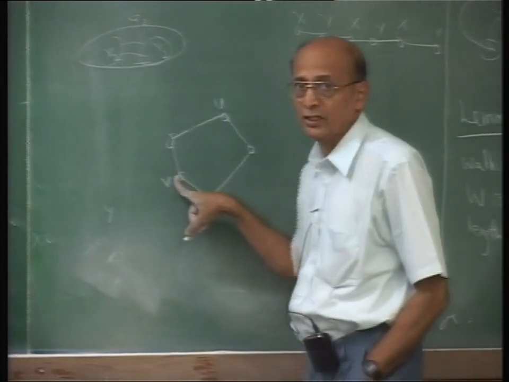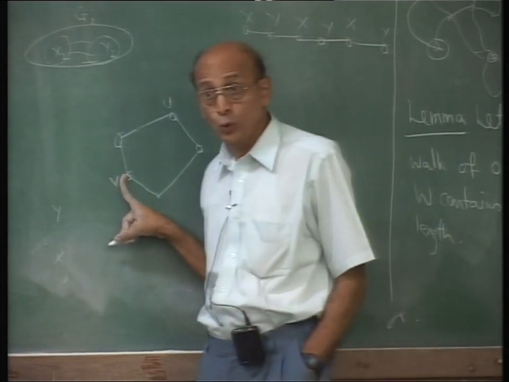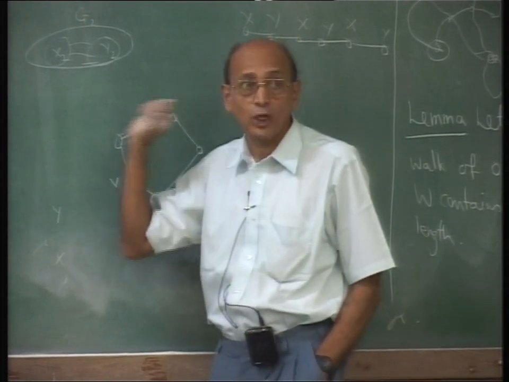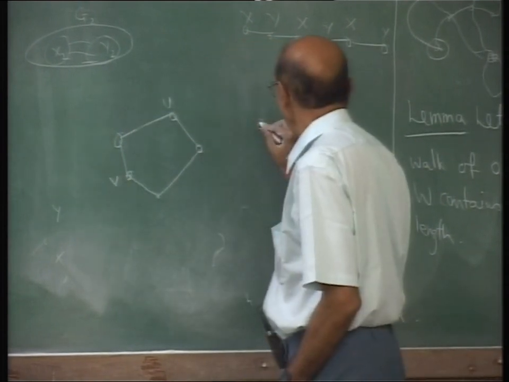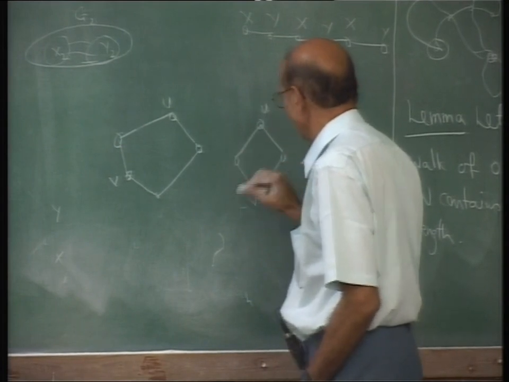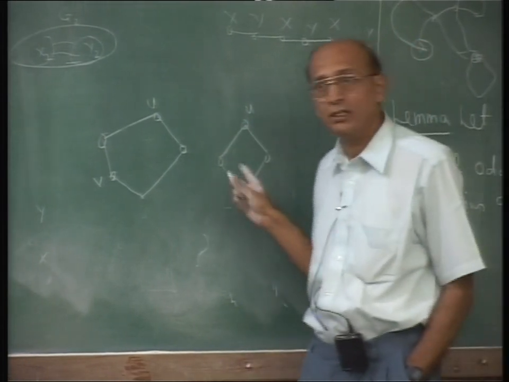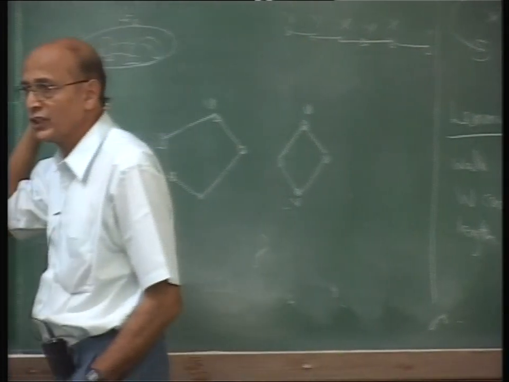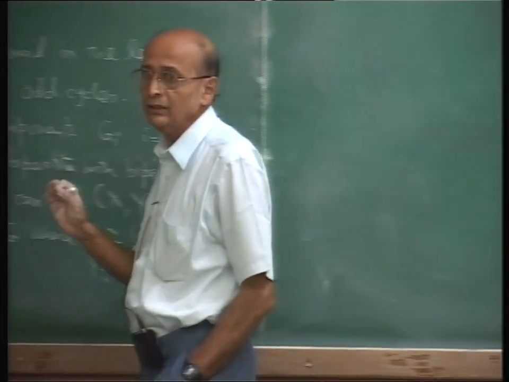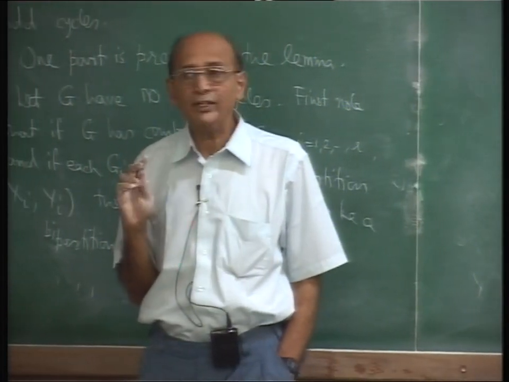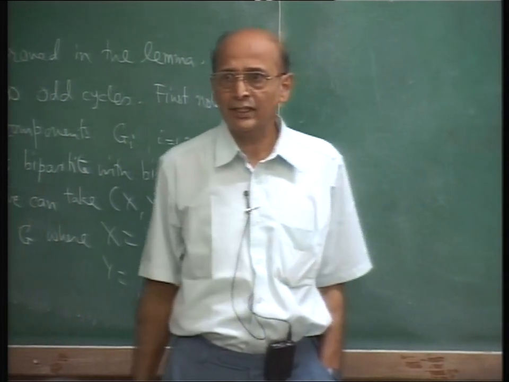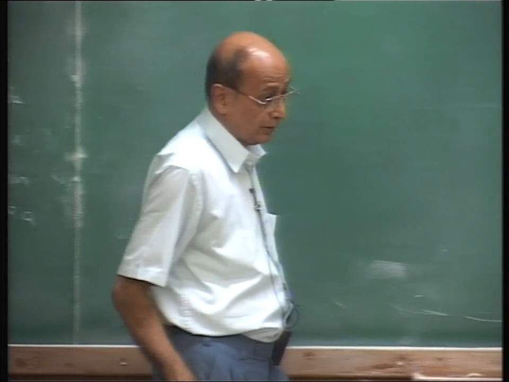What is the distance between U and V? 2. There is also a path this way whose length is 3, but you take the shorter one. The shorter path need not be unique. There are two shortest paths here, both of which have length 2. So the distance between U and V is 2. When is the distance between U and V equal to 1? When U and V are adjacent to each other, UV is an edge, then the distance between U and V is equal to 1.